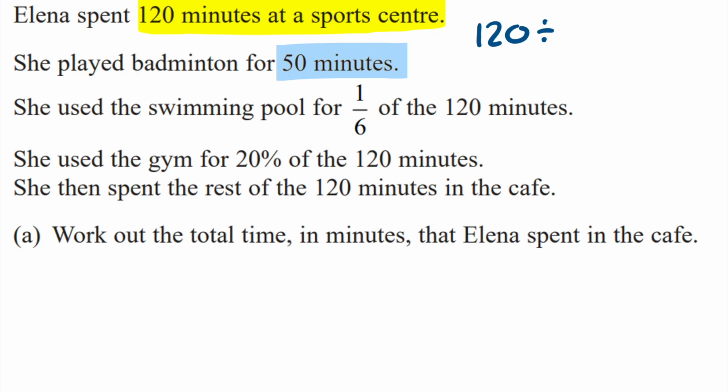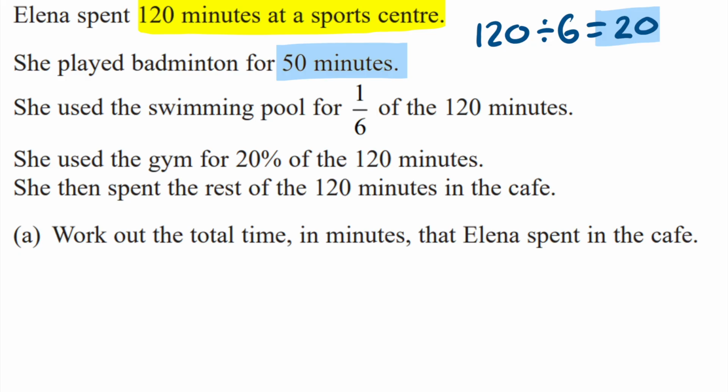And the way that we do this is we do 120 divided by the denominator, which is 6. So 120 divided by 6, and 12 divided by 6 is 2. So 120 divided by 6 is then 20. This is just 1/6, so you don't need to multiply by anything. If that was a different number as the numerator, so a number that wasn't 1, you would then multiply that by the numerator. But in this case, we're just looking for 1/6, which is then 20 minutes.